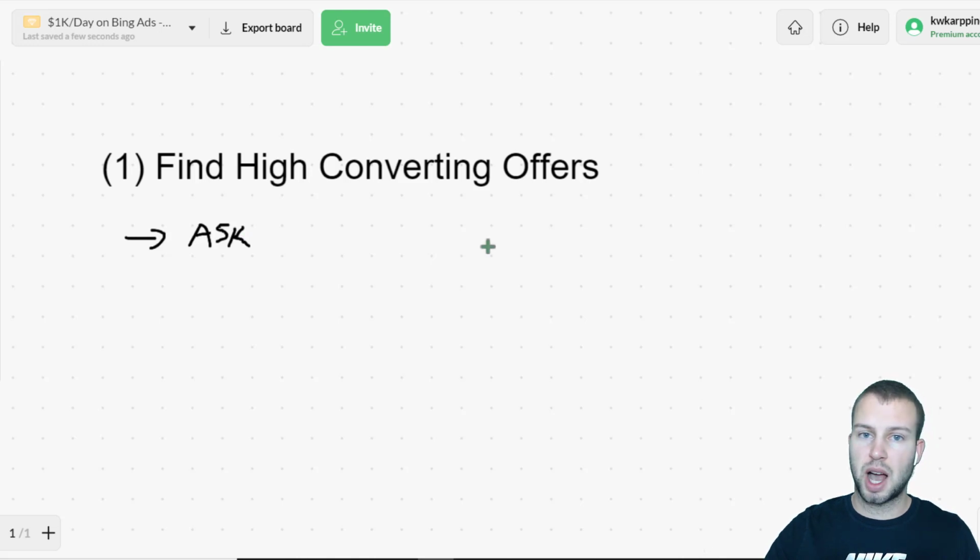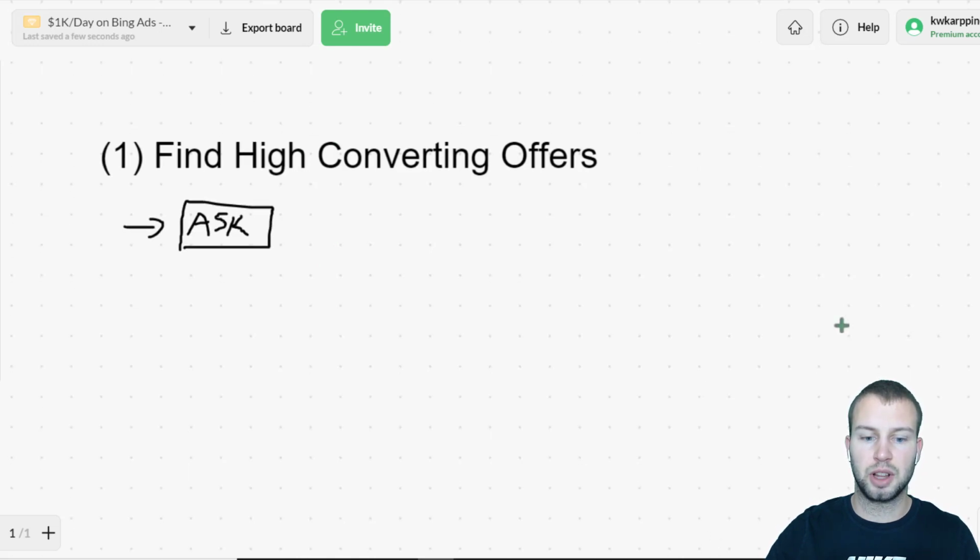Another way is to just spy and see what other people are running. And you can just split test offers too to see which ones are working. So asking is the most efficient way to find a high converting offer without putting in a lot of work. You'll be one step ahead of the game if you just ask your affiliate manager.